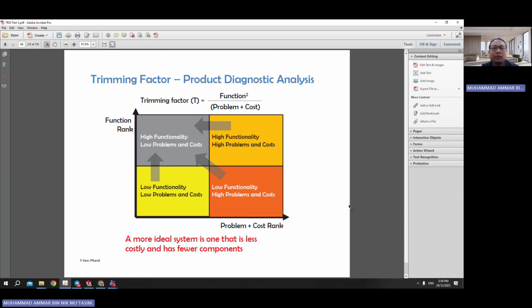So these trimming tools must be considered based on this equation. The trimming factor, which is function squared over problem plus cost. If you remember the ideality equation, this is similar to the ideality equation, but the trimming factor comes from the ideality equation. So if the function has high functionality, lower problems, and lower cost, that is the factor that we all want in our daily life. If the function has very low functionality, high cost and problems, that means the issue can be removed, and we can use our rule A to remove this.